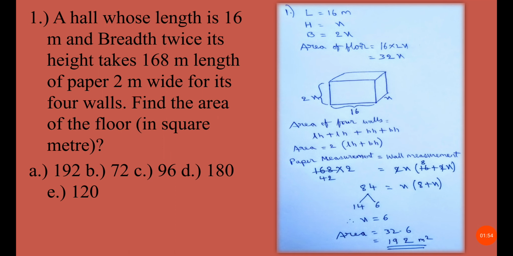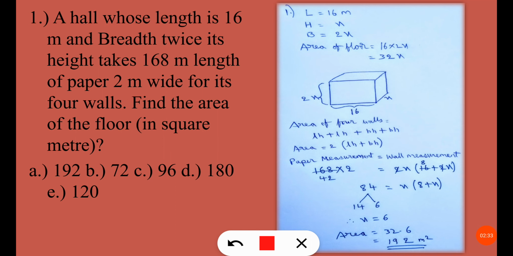Area of the four walls, here the formula is 2 of LH plus BH. From where did this formula come? There will be two lengths and two heights, so LH plus LH, and again BH plus BH. That means the two breadths and two heights. So that's why 2H into L plus B is the area of four walls. And here the paper measurement is 168 into 2, that is length into breadth of 2 meters. After that 2H of L plus B. This is the wall measurement, and here is the paper measurement on the left hand side and right hand side.